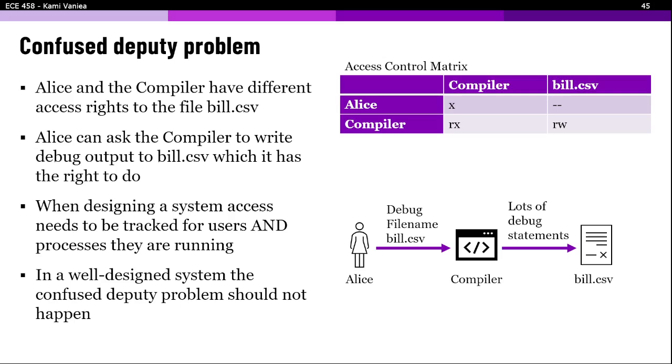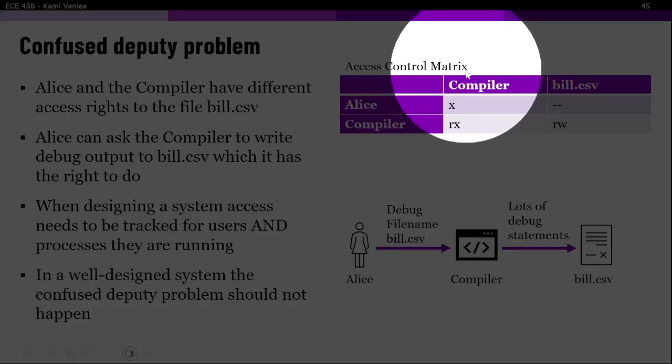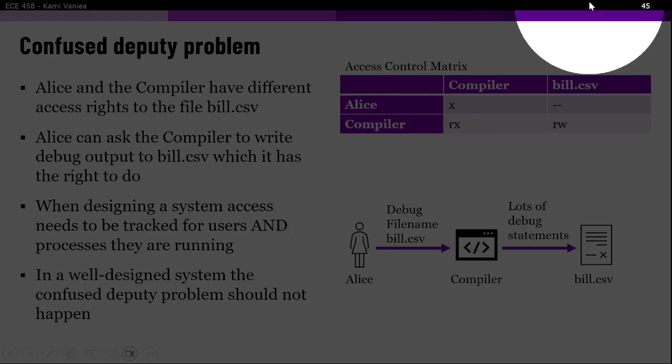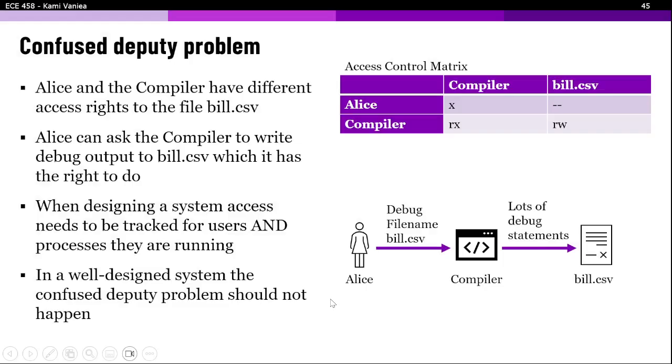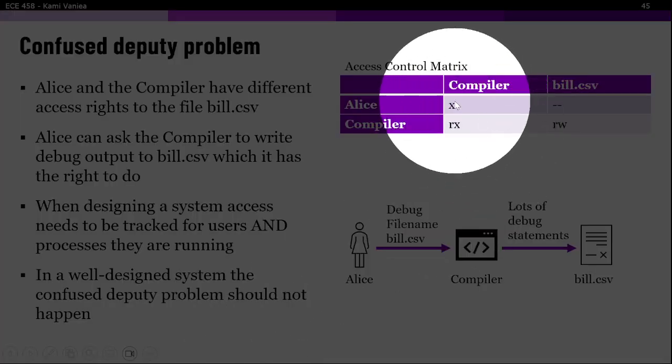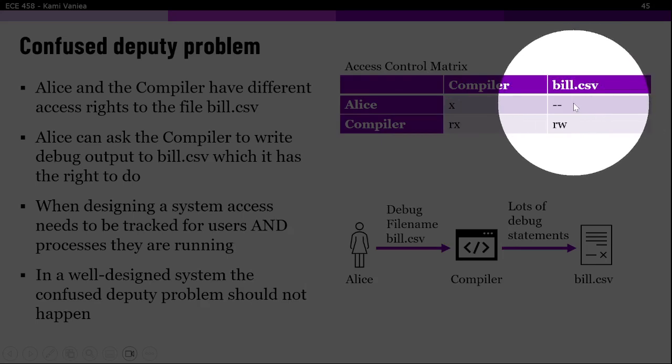Well, it's often the case that you are asking something else to do something on your behalf, and that something else may have more power than you. We sometimes call that a deputy. Here's a really simple-ish example. Imagine Alice and the compiler have different access rights to the file build. So maybe Alice is allowed to execute the compiler, but she's not allowed to see the file build.